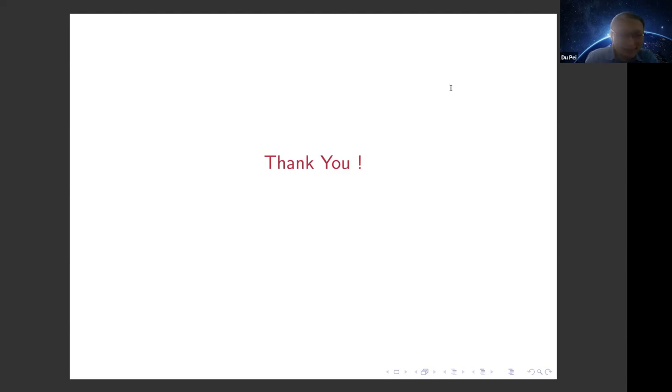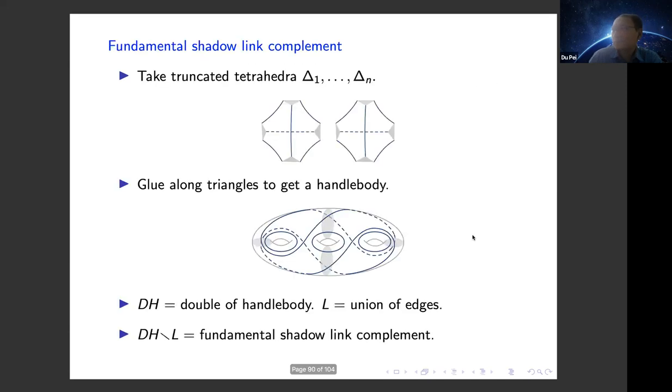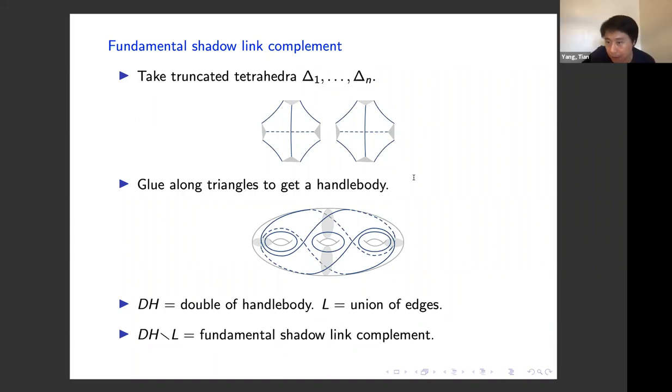Any questions? Could you maybe repeat the definition for fundamental shadow link complement? Oh, sure. It's the union of truncated tetrahedra along these small triangles. And then we take the double of the handlebody.